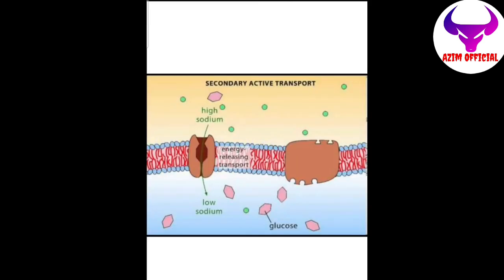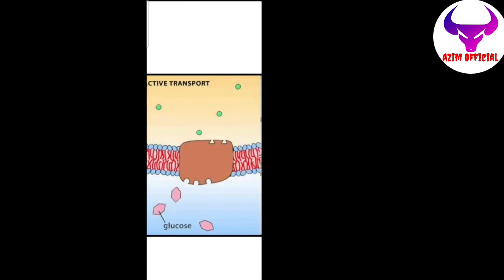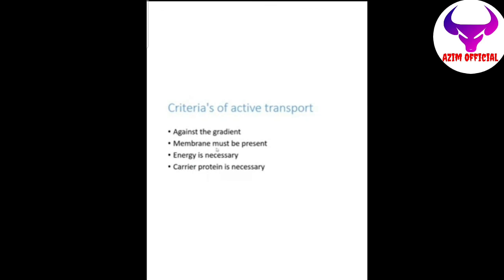So please show the next slide. Secondary active transport: as you can see, there is low sodium inside and high sodium outside, and sodium and glucose come from higher concentration to lower concentration. It is an energy-releasing transport system. So glucose is that shape, you can see, diamond shape.